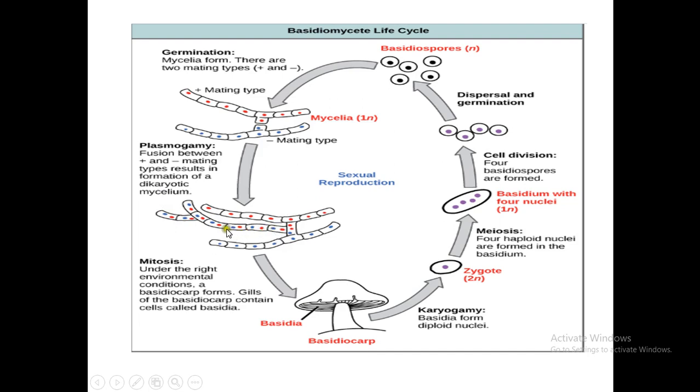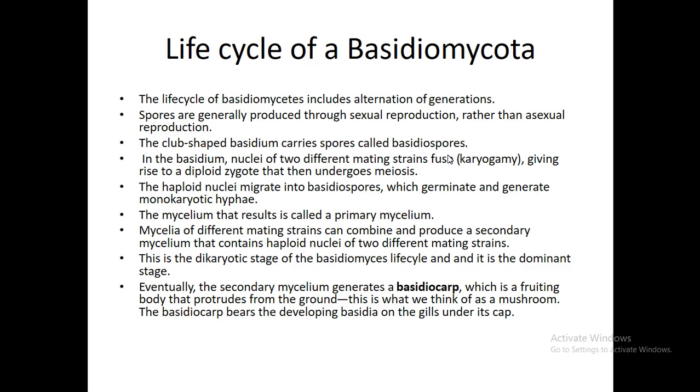This specialized secondary mycelium will then undergo mitosis in the right environmental conditions, and then it will form basidiocarps or gills which have basidia, and then it will undergo karyogamy where they will form a zygote, and this cycle will continue like this. Now for your convenience, I have explained it in these steps so you can see there.